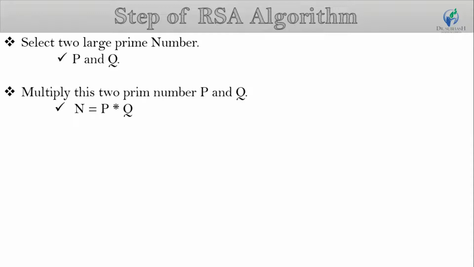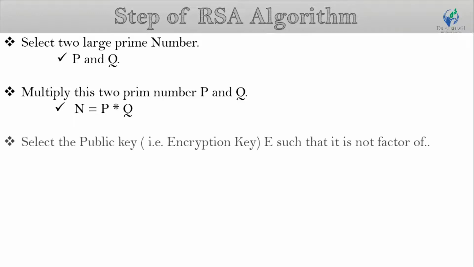Now in the next step, we select the public key, or we can say encryption key E, such that it is not a factor of P minus 1 multiplied by Q minus 1. Its value is stored in phi of n. So we can say phi of n is the value of P minus 1 multiplied by Q minus 1.